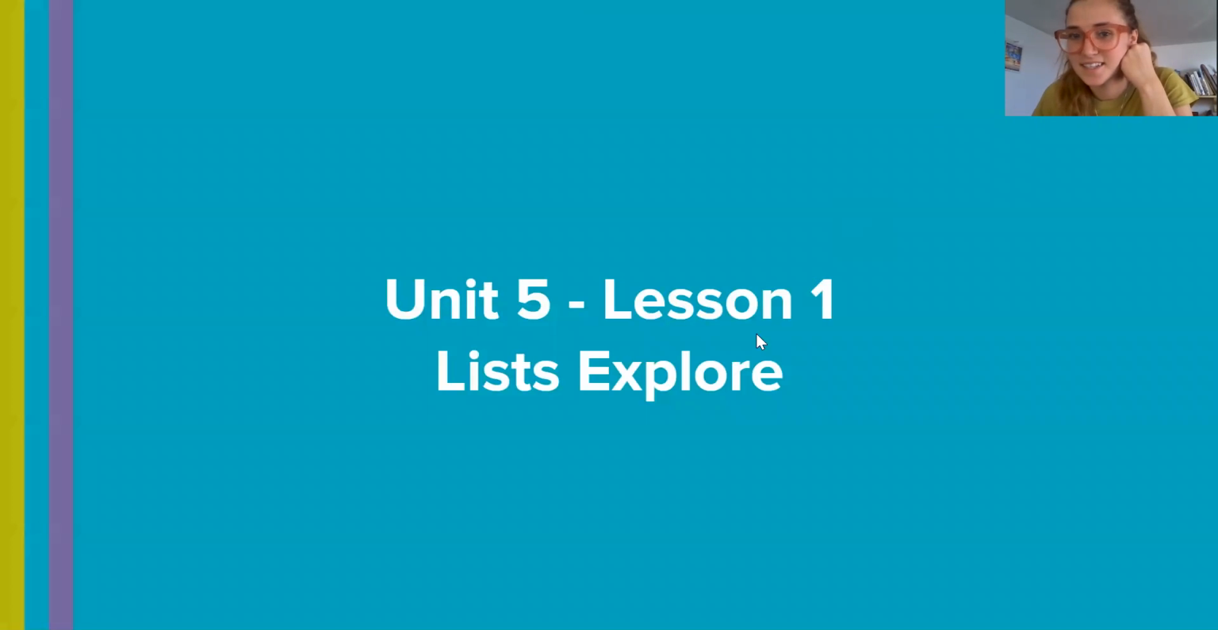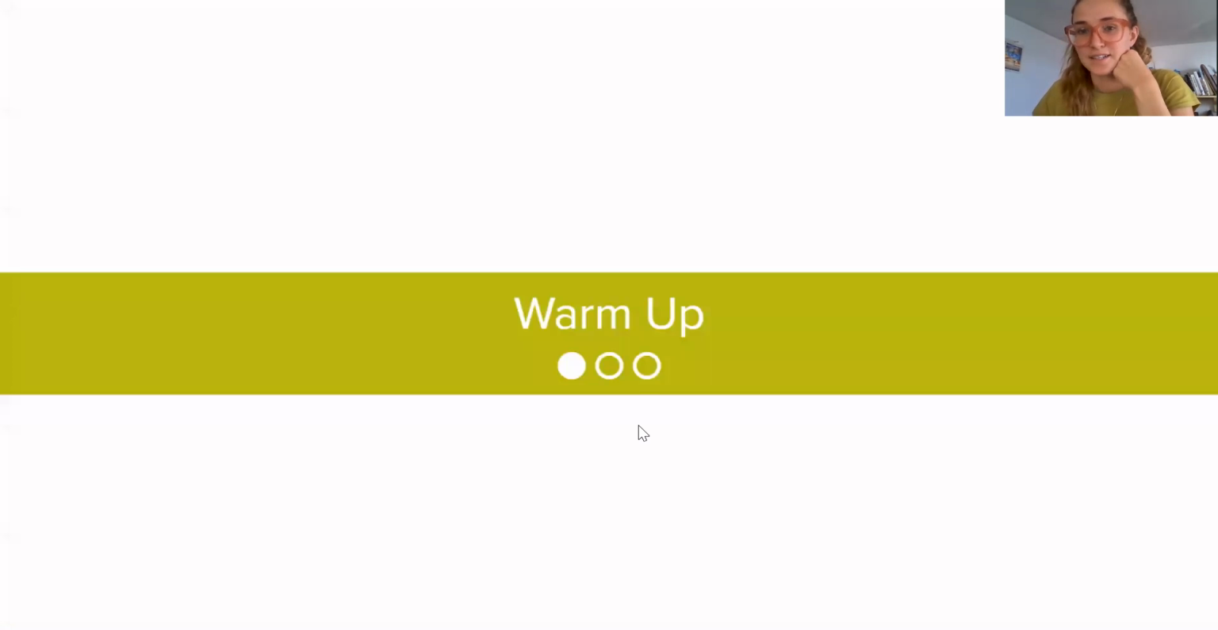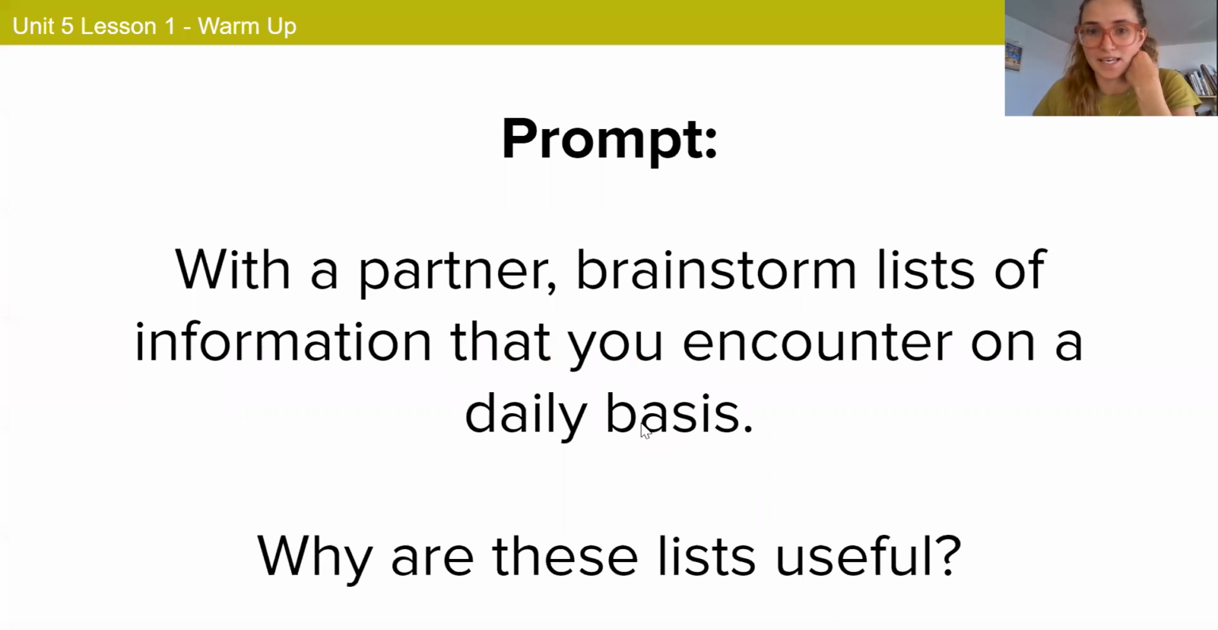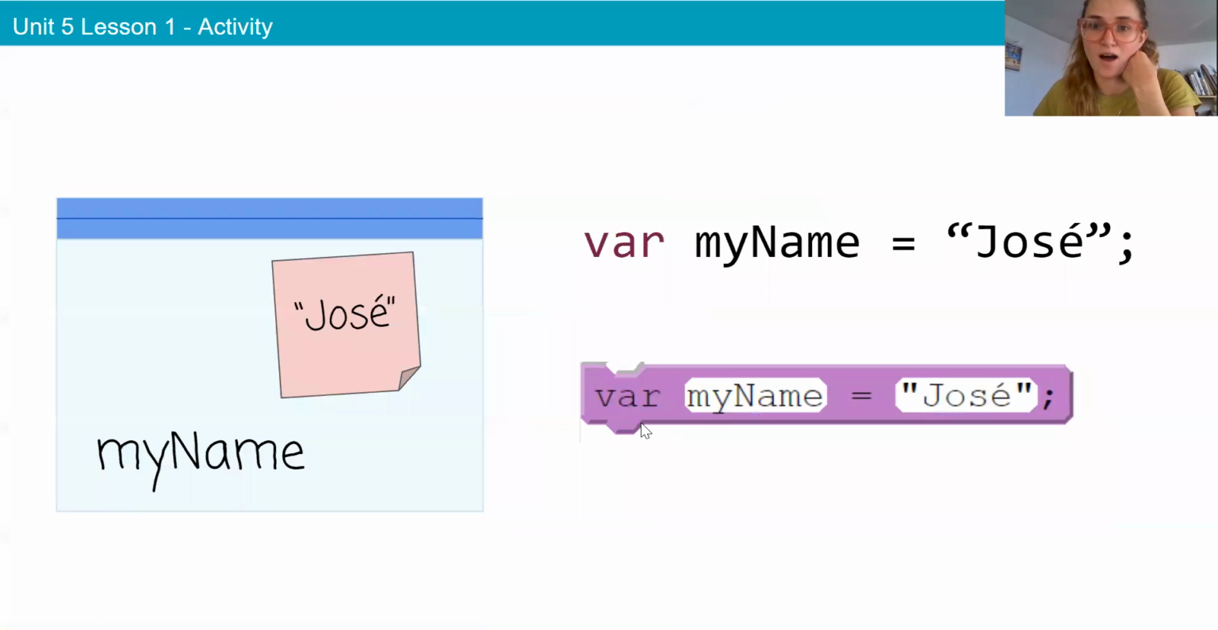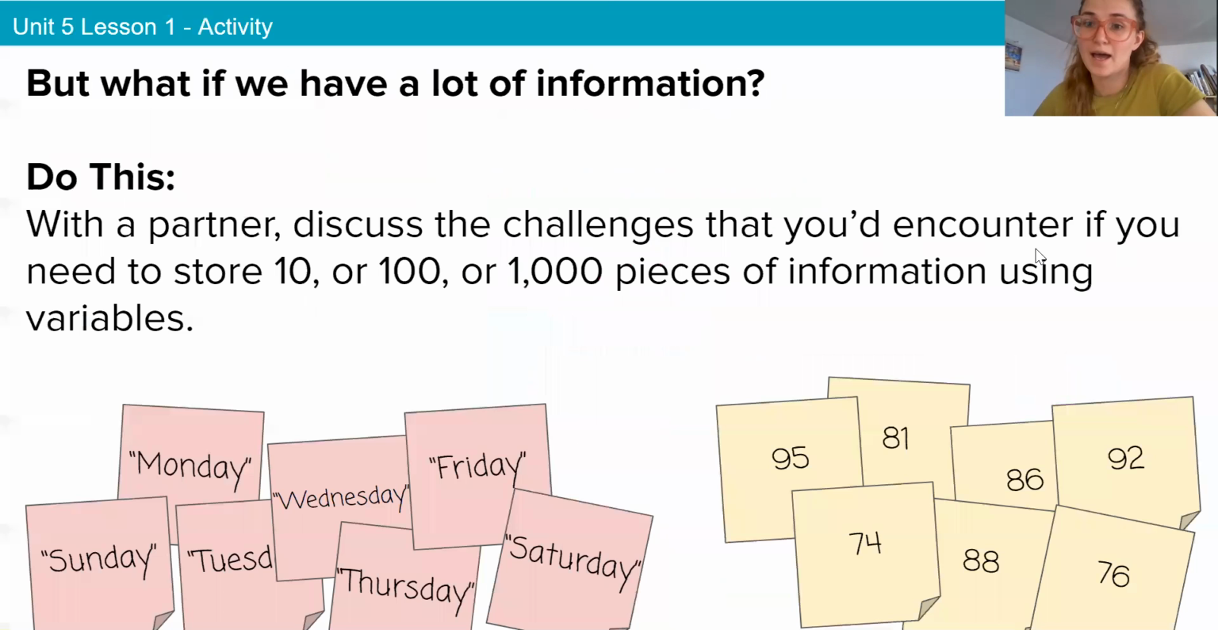Hey guys, today we are going to explore lists. So we have already talked about how we can store information using variables. Variables, as you remember, can store only one piece of information. But what happens if we have a lot of information to store?